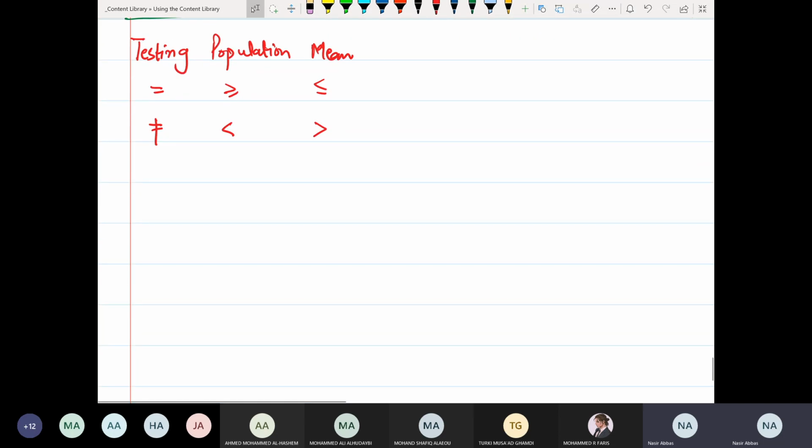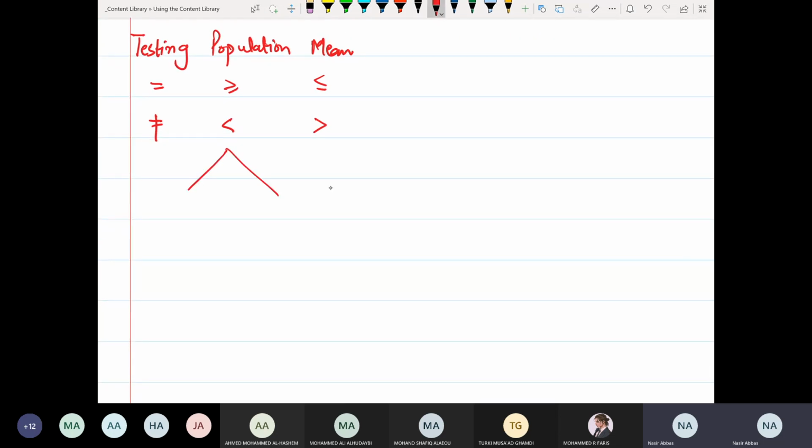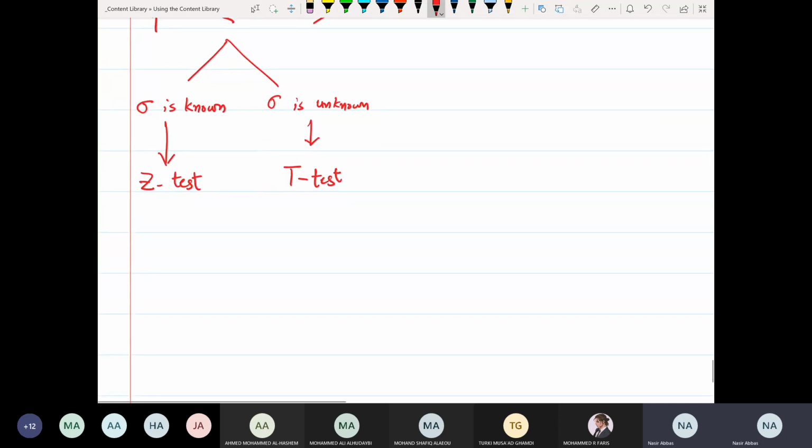Once you formulate the hypothesis, you check if sigma is known or sigma is unknown. If it is known, you use z-test. If it is unknown, you use t-test. For both z and t-test, we got three approaches.